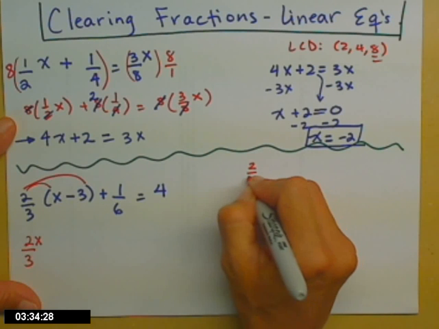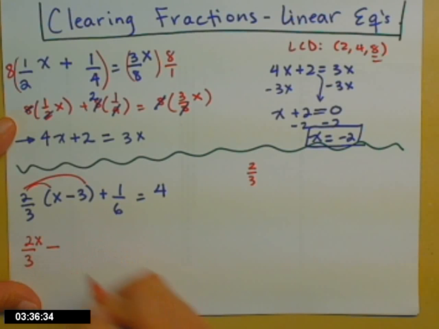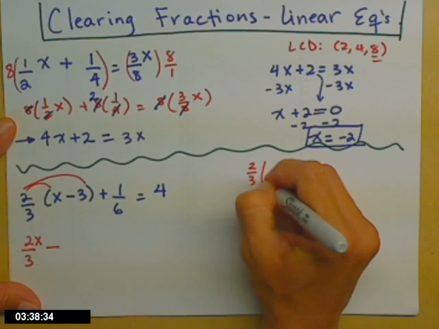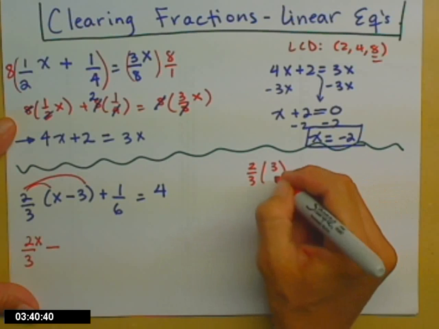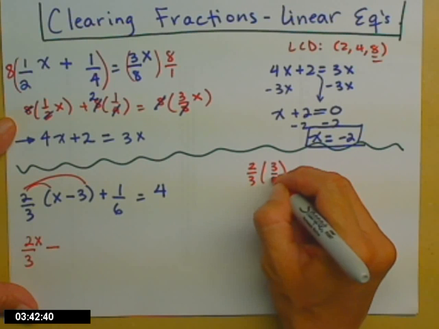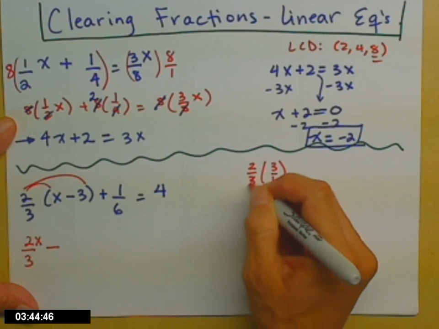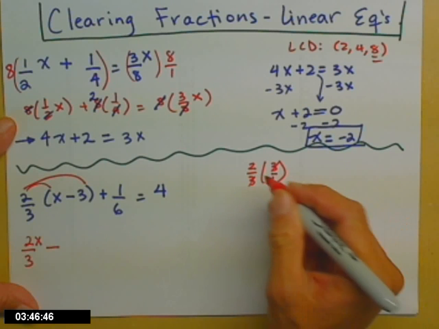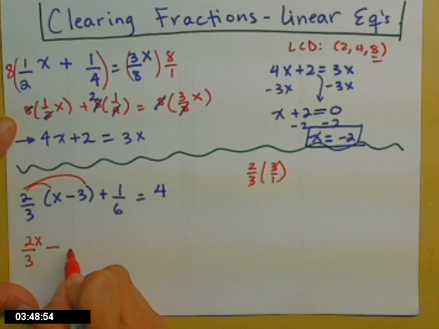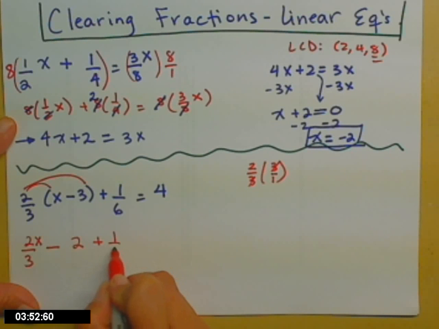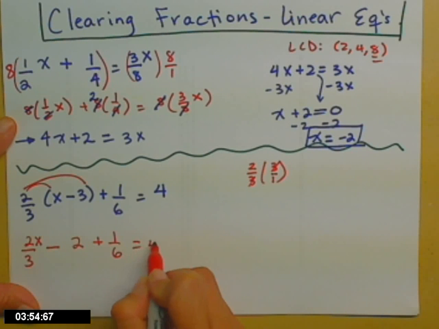Let me put that right up here. First of all, times -3 means that's going to be a negative. Now I don't have to worry about it. Again, if you want, you can stick a 1 under that 3. Those 3s are going to cancel, and I'm going to be left with just a 2 over 1, or just a 2. And then plus 1/6 equals 4.